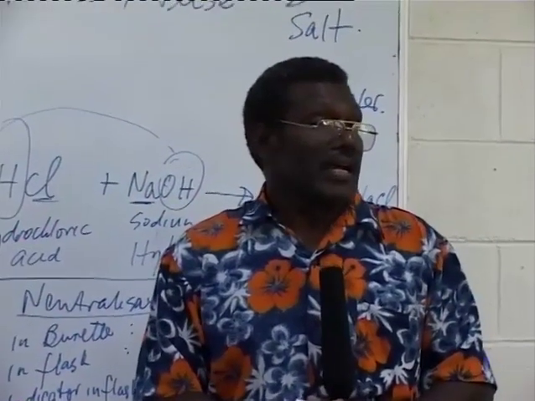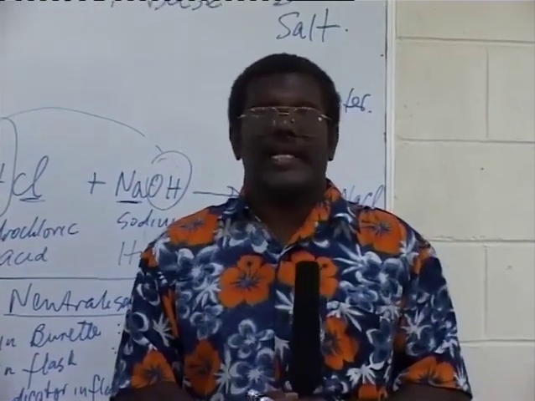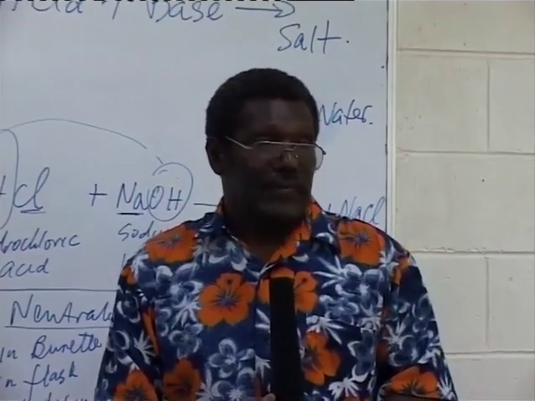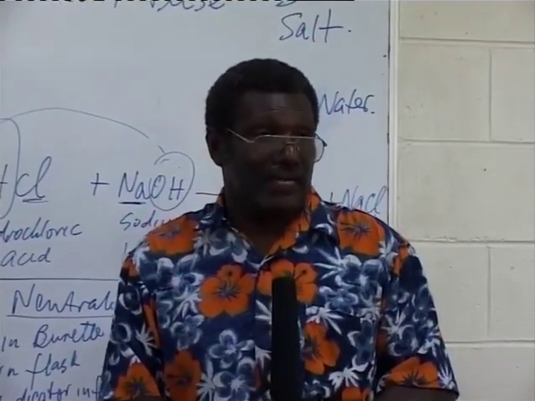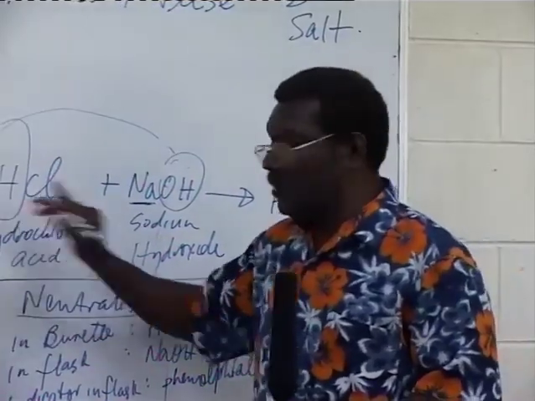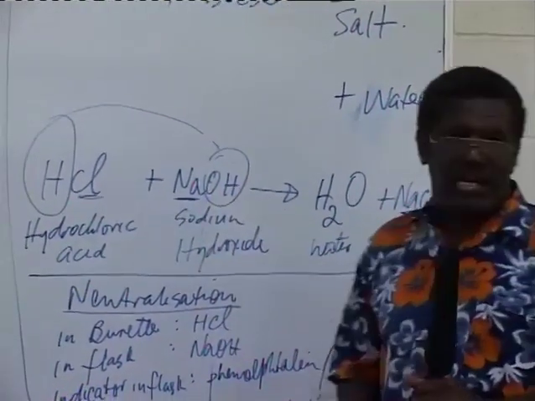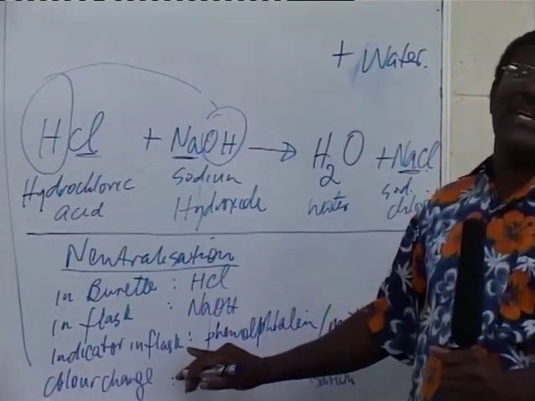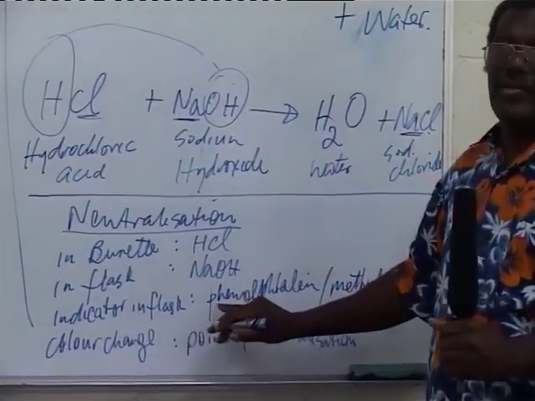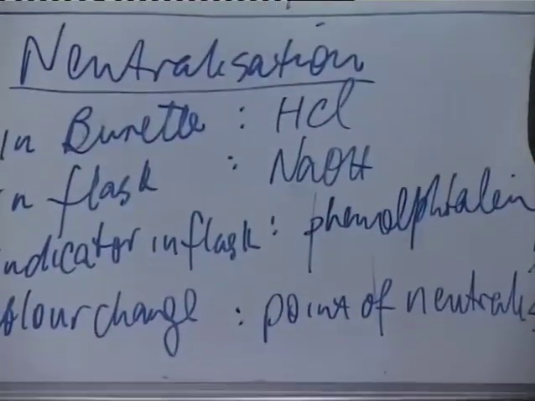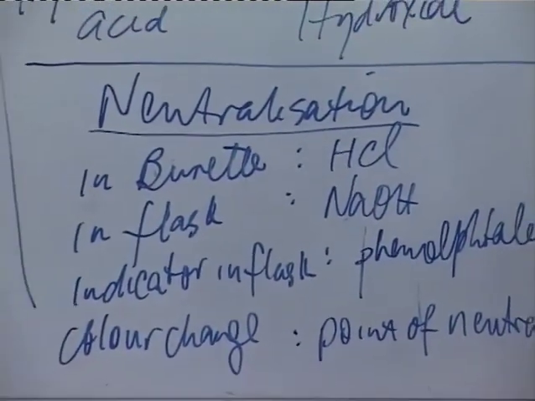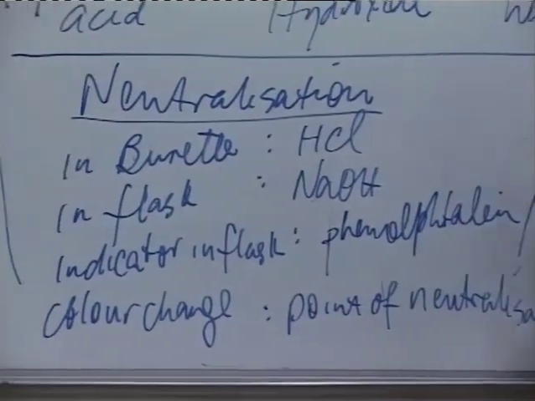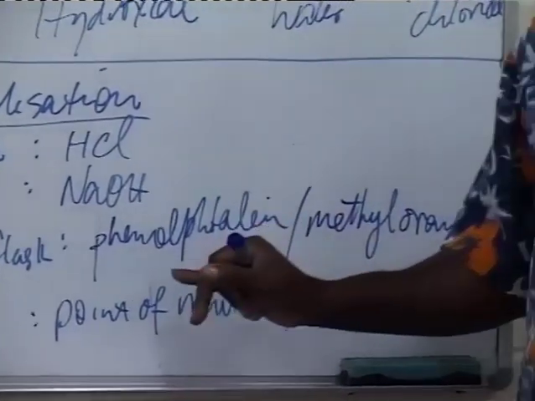Thank you. I hope you enjoyed that little experiment. But that is basically a neutralization experiment. You have reacted an acid with the base. The acid is HCl. The base is sodium hydroxide. And you have used an indicator, basically two indicators, to help you pinpoint the actual neutralization point. The two indicators are phenolphthalein and methyl orange.